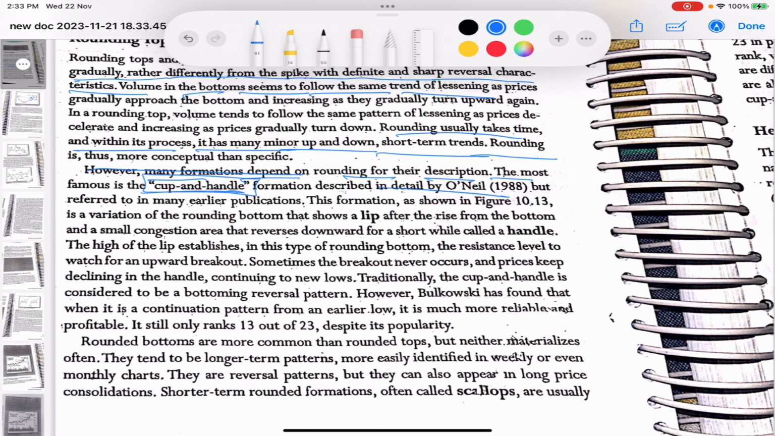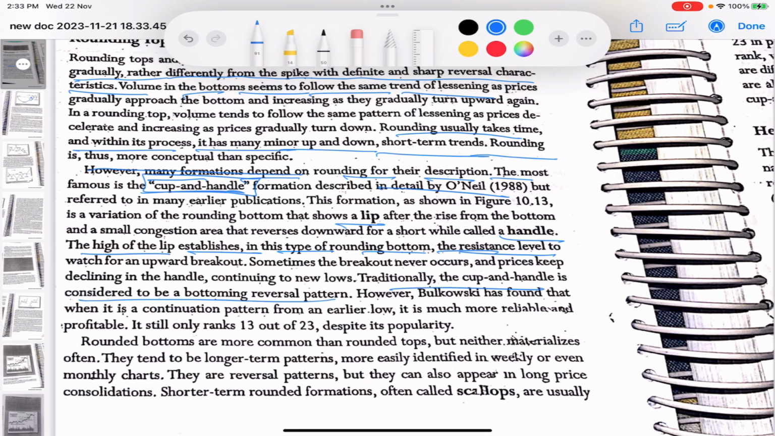Okay, and cup and handle formation is the example which we just saw, and we know what a lip is, we also know what a handle is. The high of the lip is established in this type of rounding bottom. Lip is the highest point of the pattern, and it is also the resistance level, and once the resistance level breaks, that's when you enter.